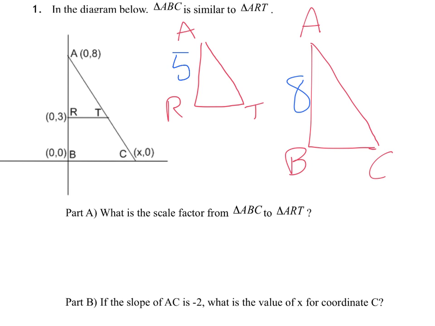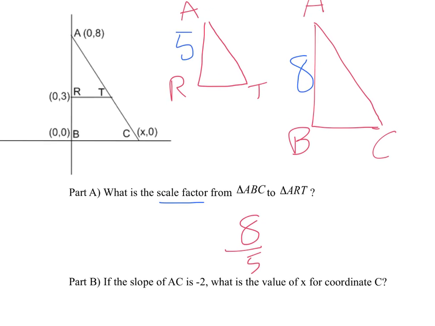So I can compare these two triangles using those two pieces of information. It says, what is the scale factor from triangle ABC to triangle ART? Well, triangle ABC is listed first. Triangle ABC is this one. I'm going to use these two numbers, but the 8 has to come first because I want ABC first, and then my ART is 5. So my scale factor is 8 to 5, written as a fraction like that, 8 to 5.